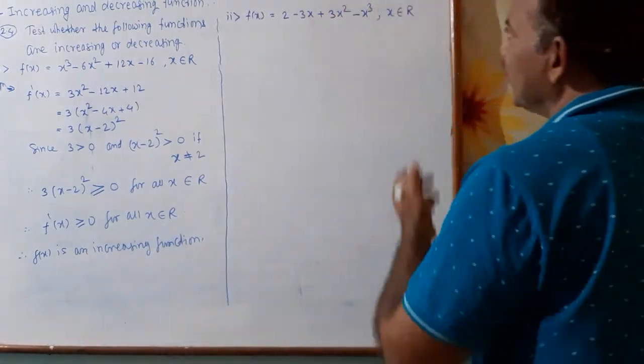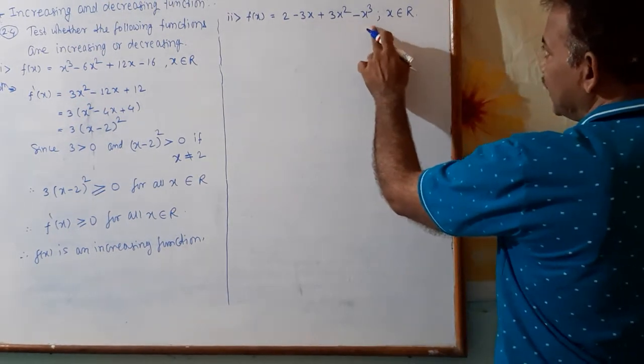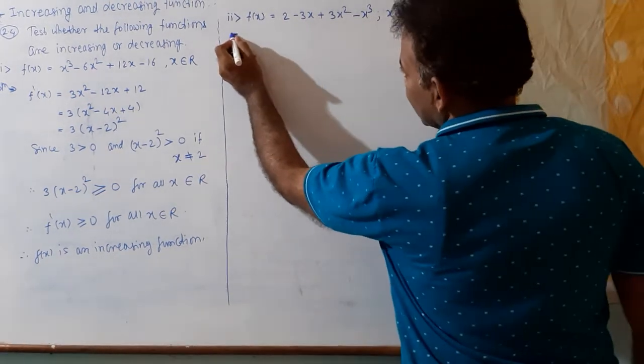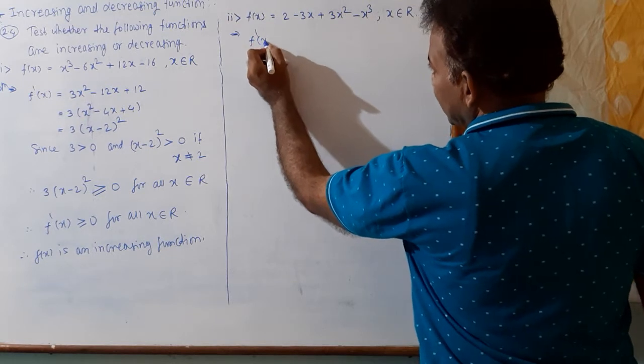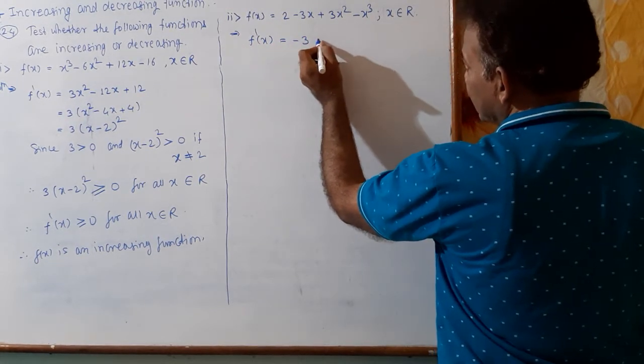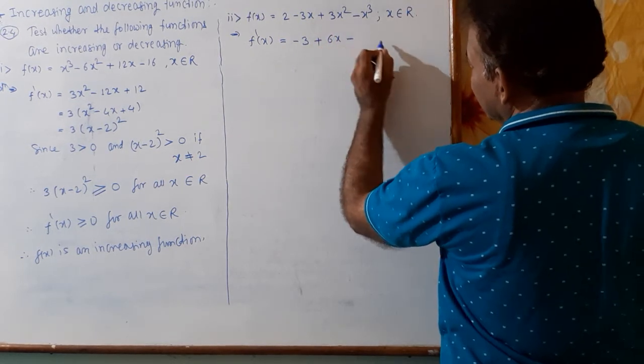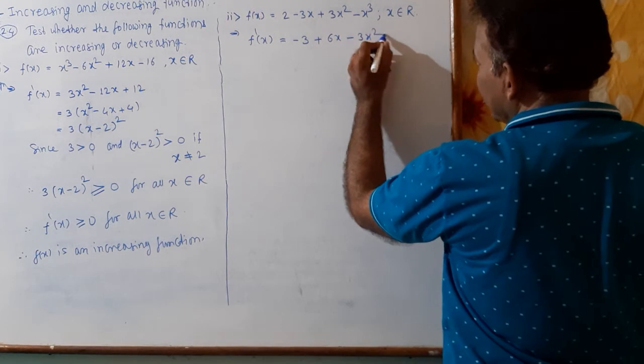Similarly, we solve the second problem. Given that f of x equal to 2 minus 3x plus 3x square minus x cube, x belongs to R. So first we differentiate: f dash x equal to derivative of 2, which is 0, derivative of minus 3x, which is minus 3, plus derivative of 3x square, which is 6x, minus derivative of x cube, which is 3x square.